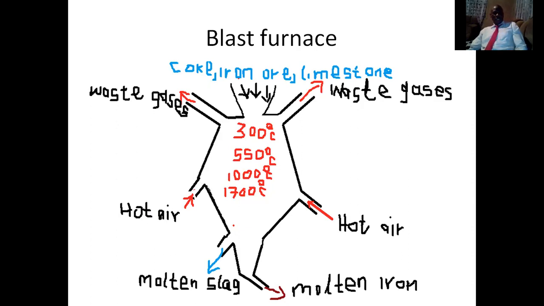When the hot air comes in contact with the coke, iron ore, and limestone, because it's very hot, there is a reaction. These are the reactions we're going to look at. What is produced as a byproduct are the waste gases on top through those pipes, as well as the molten slag, which comes down there, and then the molten iron. We will now look at the actual reactions which take place in the blast furnace.